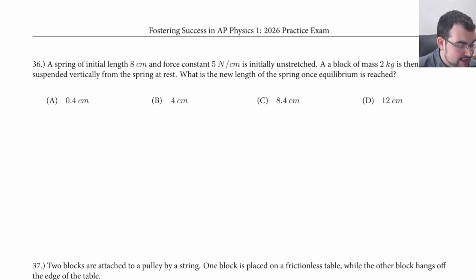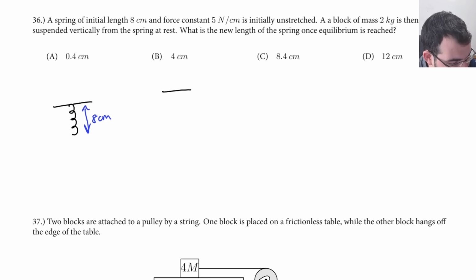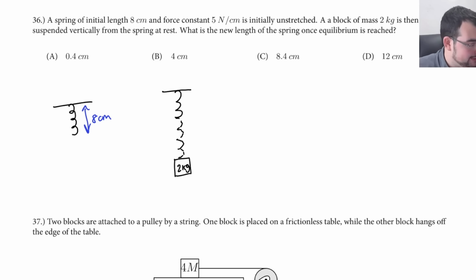A spring of length 8 centimeters and spring constant 5 newtons per centimeter is unstretched. Then we attach a block and we suspend it vertically. What is the new length of the spring? So I specifically did this one without a picture to make us think about it. So without anything attached, we have a length of 8 centimeters. Then it says we attach a block of mass 2 kilograms. And we want to find the final length.